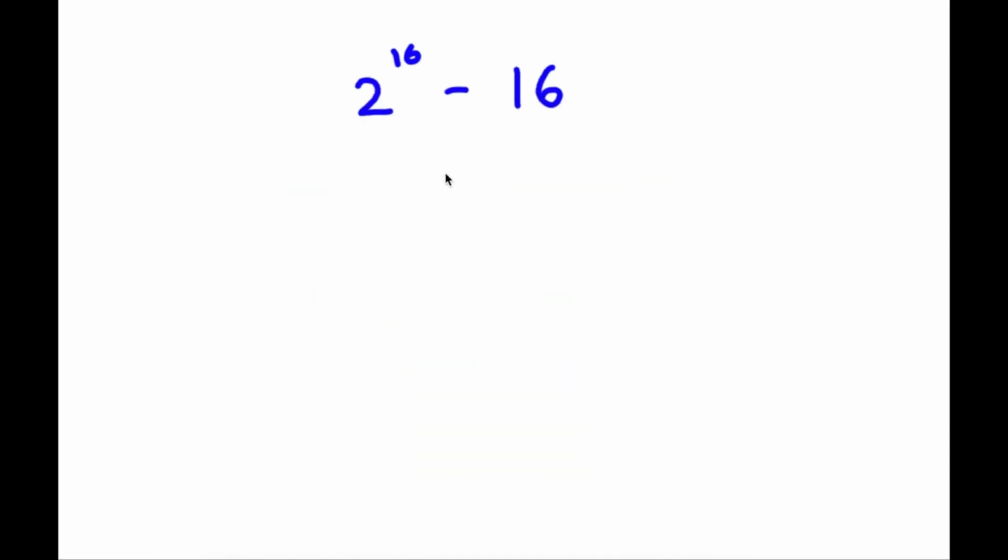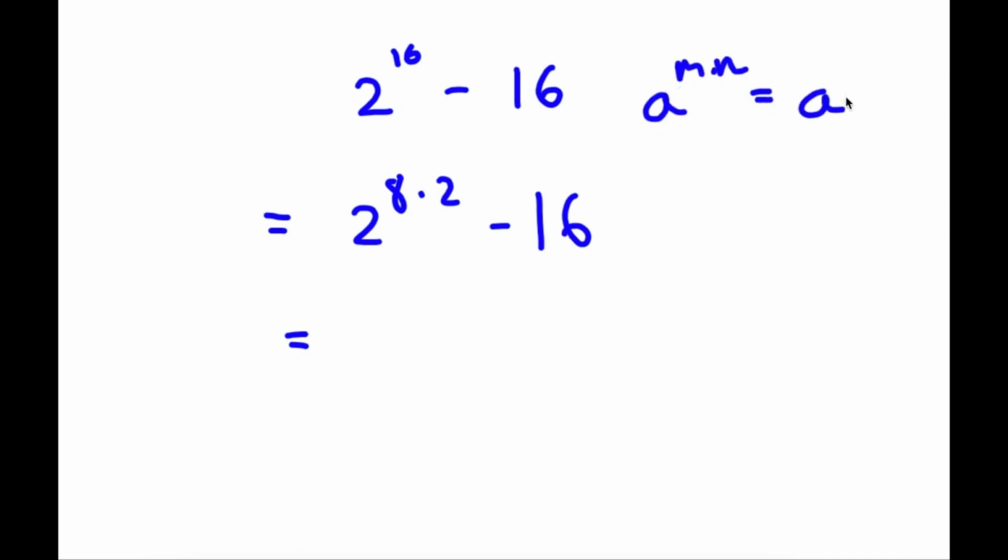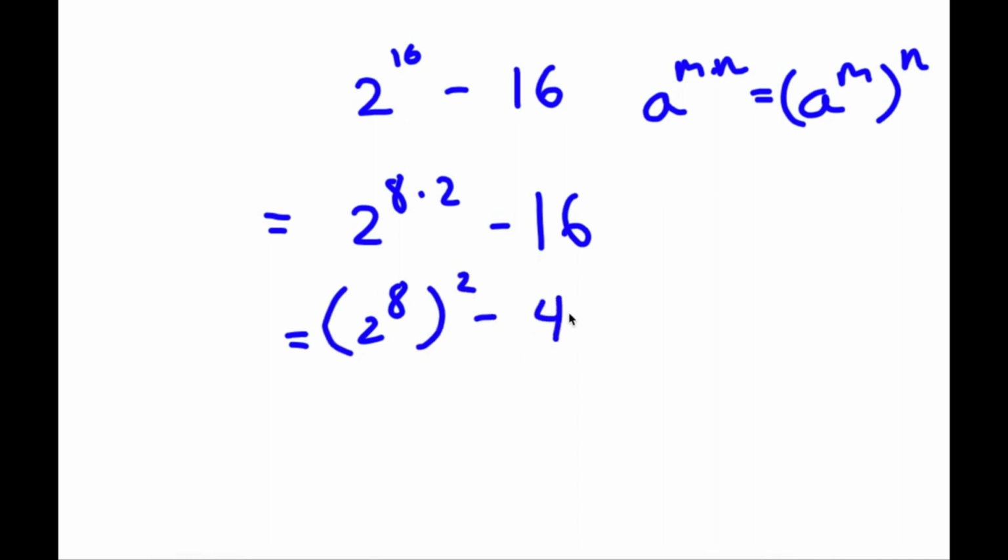So I have 2 to the power of 16 minus 16. Now 16 here, this is the same thing as 8 times 2. So now I have 2 to the power of 8 times 2 minus 16. Now 8 times 2, well, first off, if I have something in the form a to the power of m times n, this is equal to a to the power of m to the power of n. So 2 to the power of 8 times 2, that's going to equal 2 to the power of 8 to the power of 2 minus 16, I can rewrite as 4 squared.